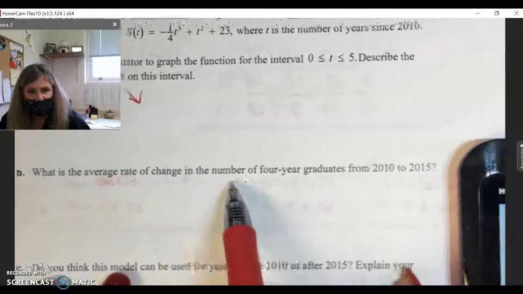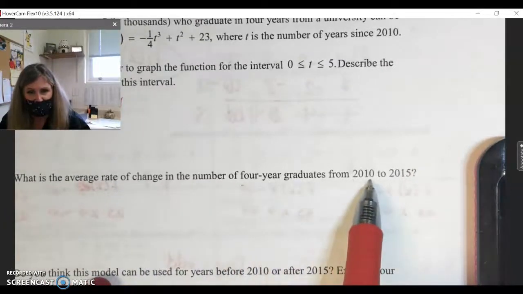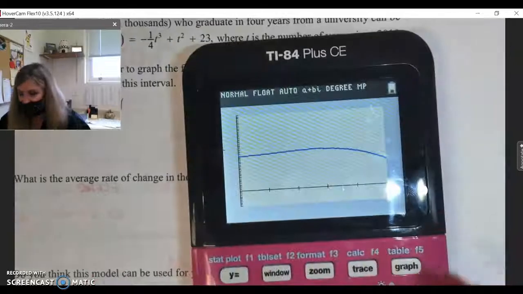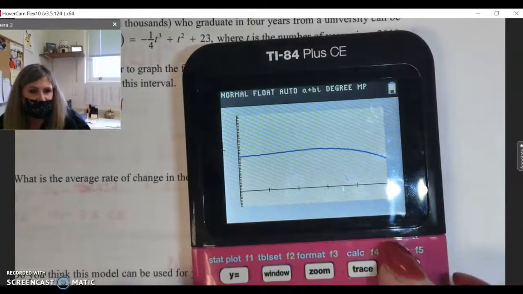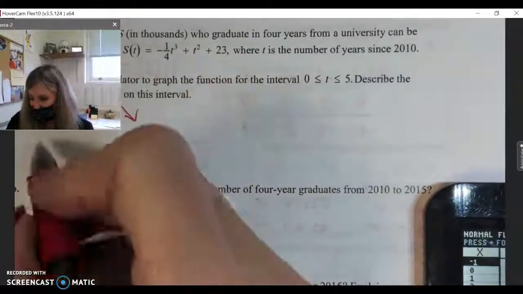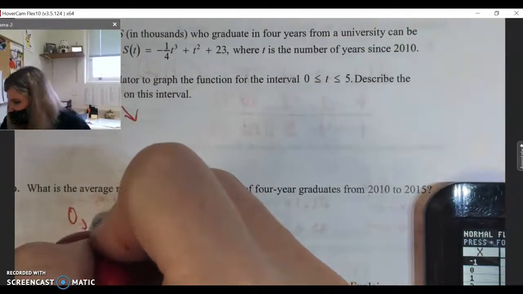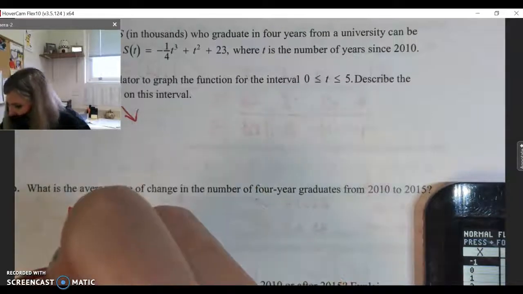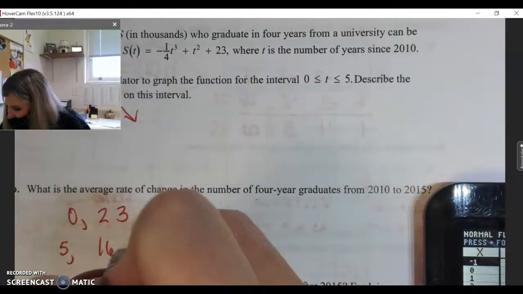What is the average rate of change in the number of four-year graduates from 2010 to 2015? I need to get those answers, so I'm going to go to my table, and I'm going to find at 0, we are at 23, and at 5, we're at 16.7.